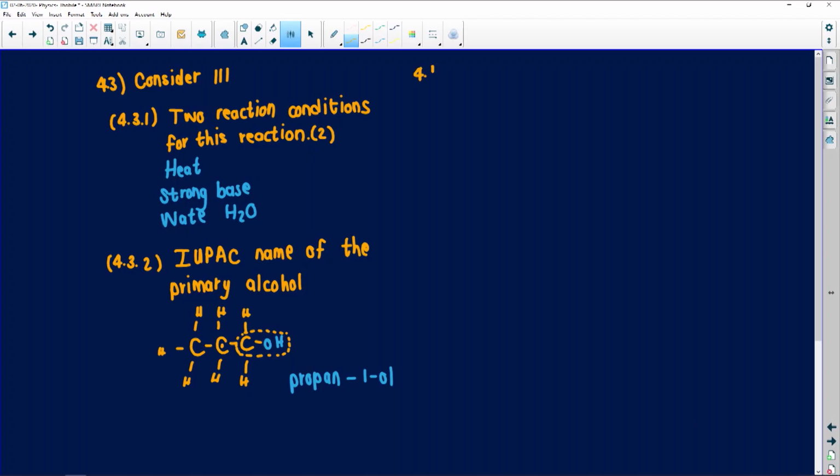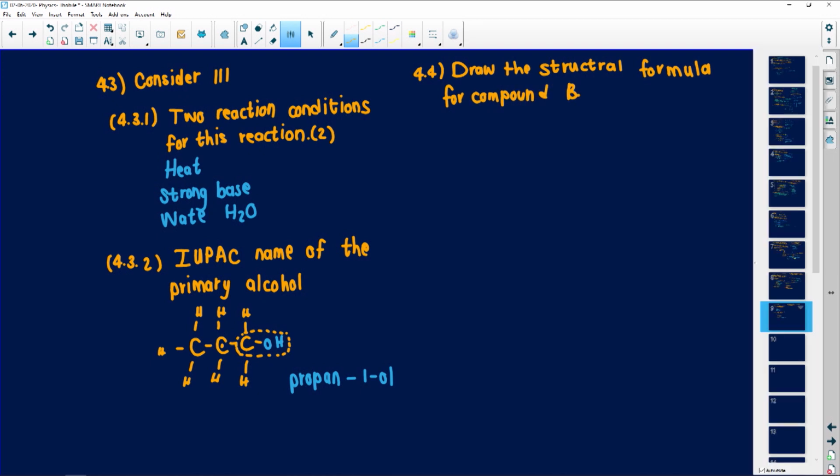Let's look at another part of this question. Then we have 4.4, and 4.4 says we must draw the structural formula of B. Remember, when they say structural formula, you think of the number of hydrogens around the carbon atoms. Structural formula for compound B.